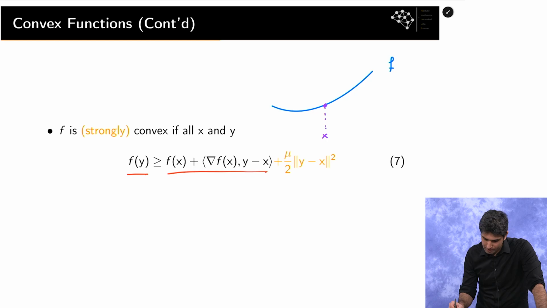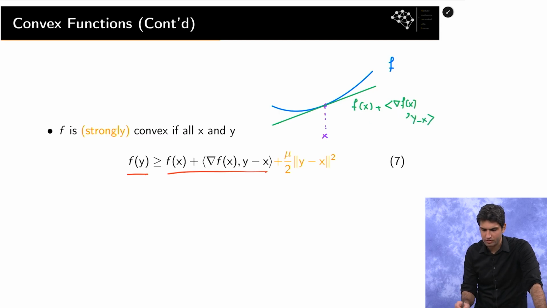What this is saying is that if I consider a tangent line at this point, and this tangent line is essentially nothing but f(x) plus the inner product between the gradient of f at x, and y minus x. So this is basically the formula for this tangent line at x as a function of y. So this definition says that a function is convex if the function always lies above the tangent line. Okay?